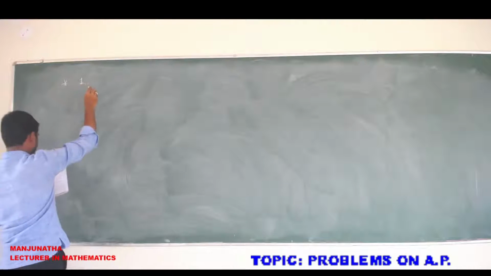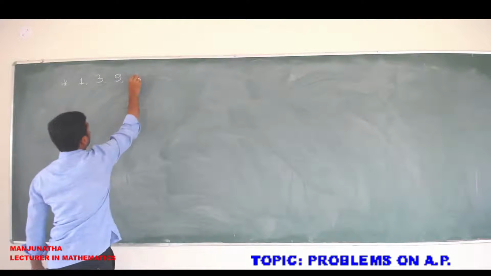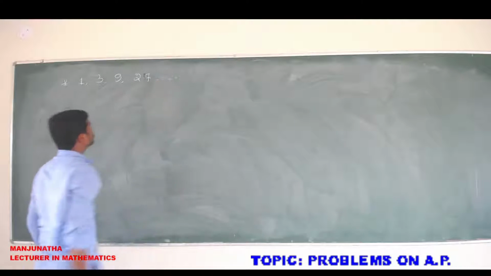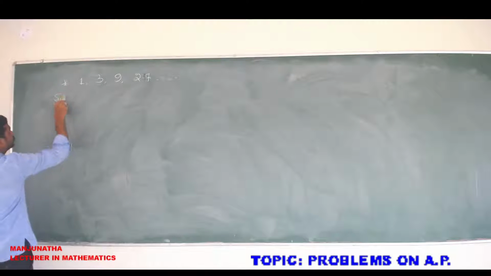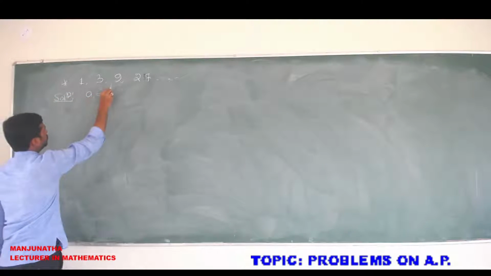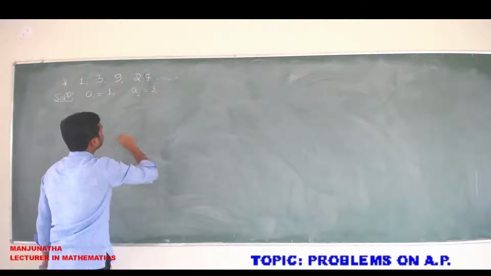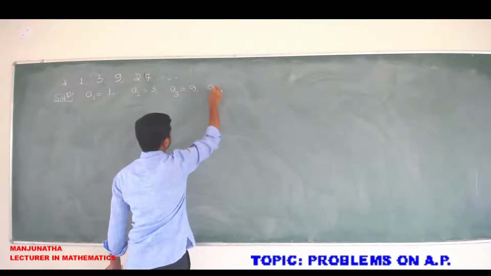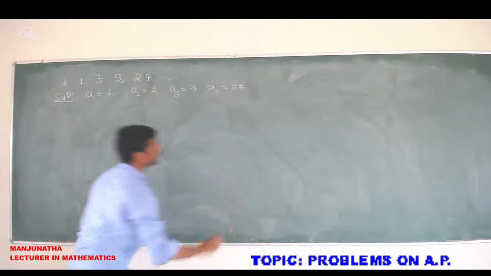First term is 1, second term is 3, third term is 9, and the fourth term is 27, and so on. This is the given sequence. Solution. A1, the first term, is 1, second term A2 is 3, third term A3 is 9, and the fourth term A4 is 27.